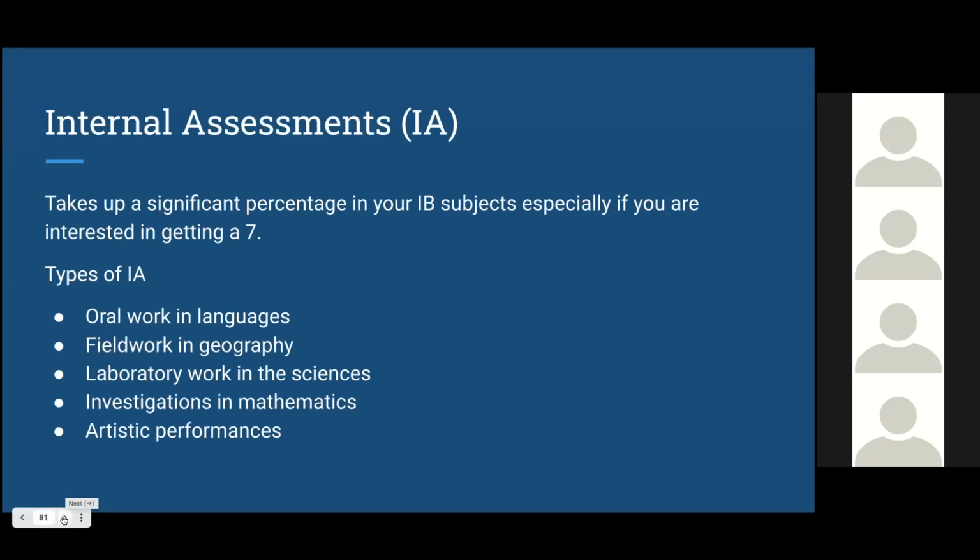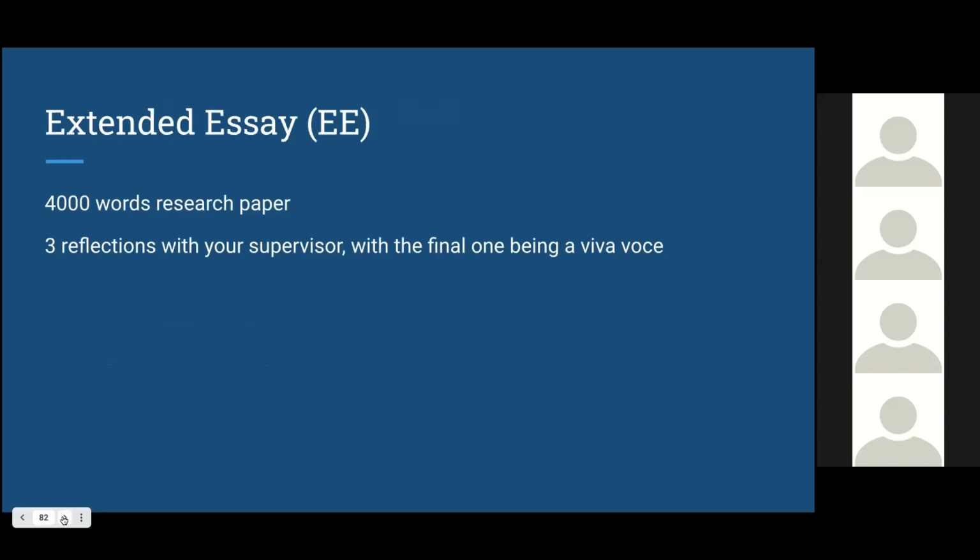Okay, so IA is your internal assessment, and it takes up a significant percentage in your IB subjects, especially if you're interested in getting a 7. For the different groups that you have talked about just now, your weightage should be different. The types of IAs available are oral work in languages, fieldwork in geography, laboratory work in the sciences, investigations in mathematics, and also artistic performances. But all of these depend on the subjects and the groups that you're taking.